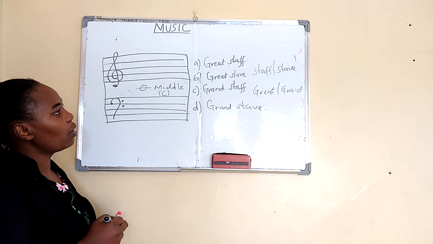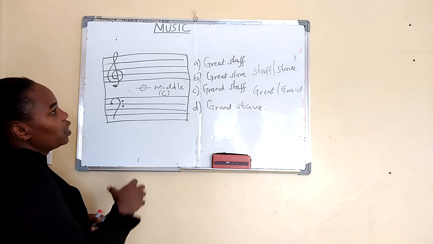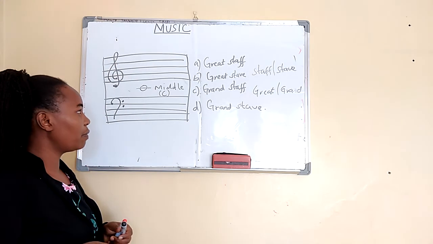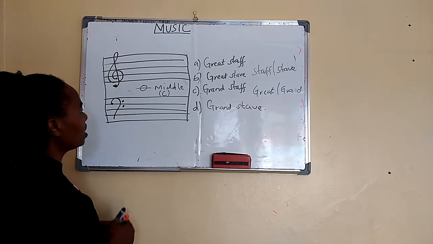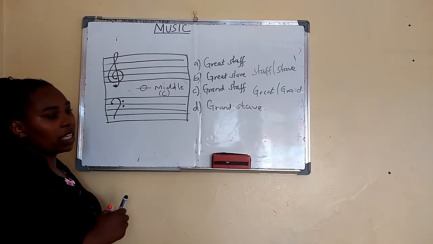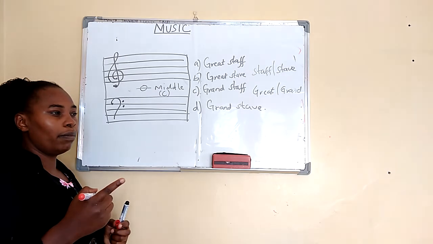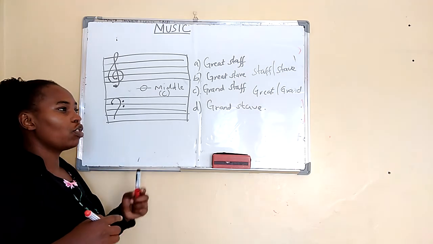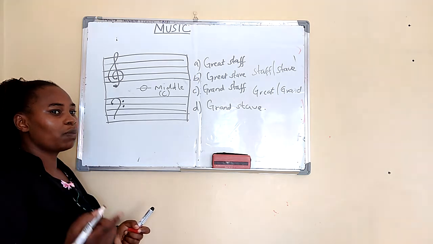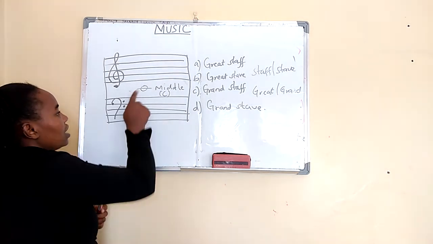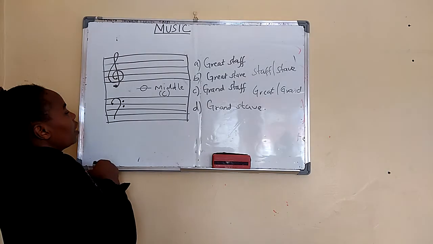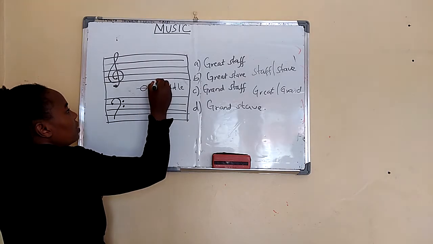Middle C, when you have your middle C there, it is going to help us name the staff. So if this is C, when naming the staff, you name lines and spaces. Lines and spaces. So this is C. So here will be D.